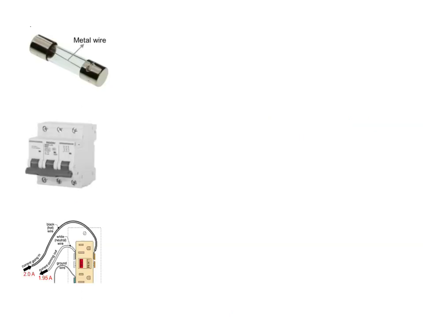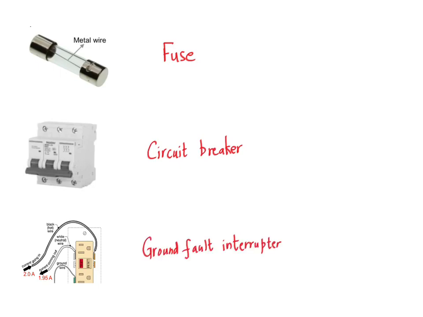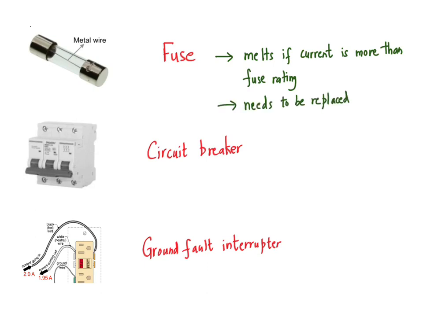Now, these three devices are the safety devices which we learned. The first one is a fuse, the second one is a circuit breaker, and the third one is a ground fault interrupter. Now, let's quickly see how they work. A fuse will melt if current is more than the fuse rating, and obviously we need to replace it. If it melts, we have to get a new fuse.